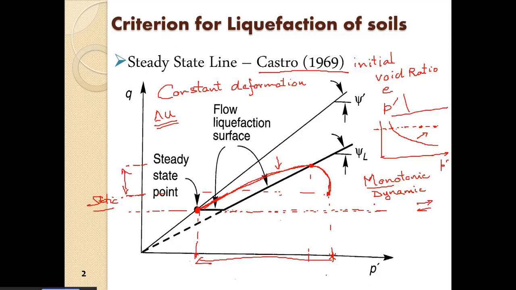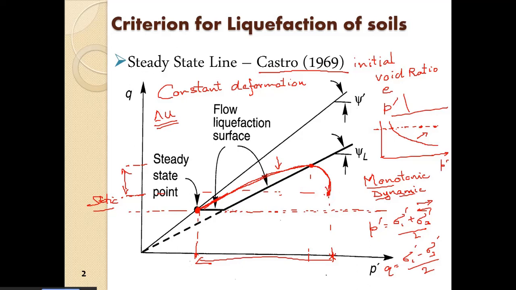Now, if there is a dynamic load, such a huge amount of deviatoric stress need not be applied, so we apply a dynamic load. In that case, we know P dash is equal to (sigma 1 dash plus sigma 3 dash) by 2, and Q is equal to (sigma 1 minus sigma 3) by 2, or it may be dash. It is the same thing because pore water pressure does not affect the deviatoric stress. Right? So here we can apply a dynamic load.